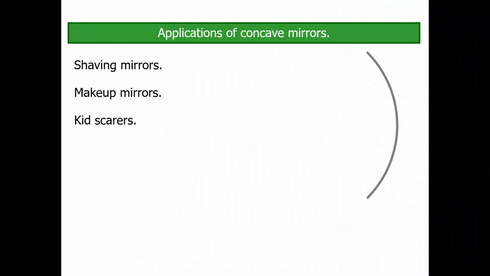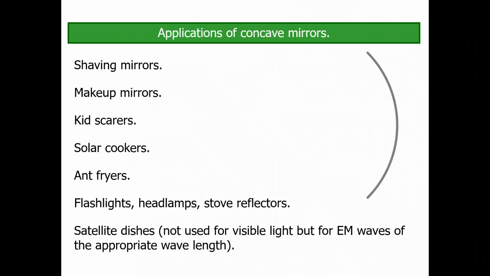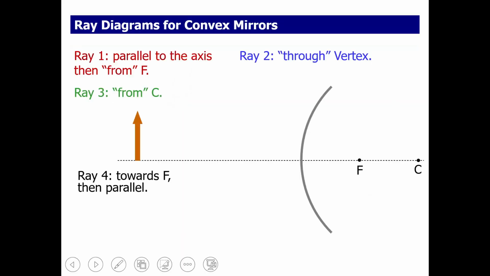So some applications of concave mirrors. Lots of different things here. So satellite dishes are concave. They don't reflect visible light. We tend to use them for different waves. So with flashlights, headlamps, stove reflectors, anything that is designed to make our light brighter, anything that we have these different types of mirrors to make things bigger when you get inside that focal point and so forth. So convex mirrors are a little bit different.